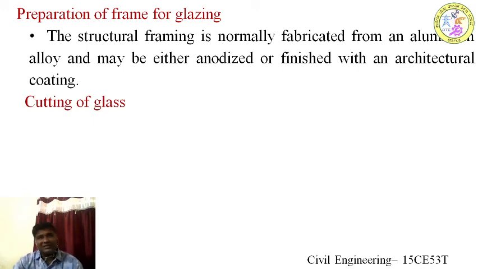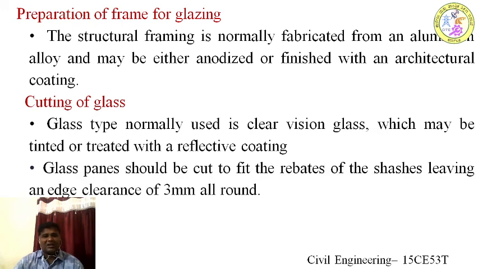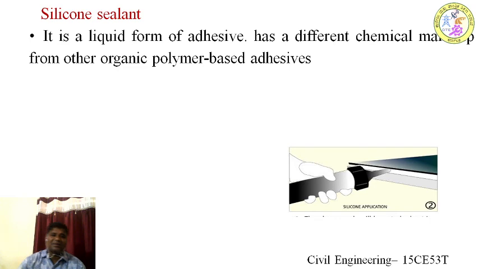Then the glasses will be cut. It will be cut in the factory or on the site, measuring each and every panel, or the standard measurement will be cut, allowing a rebate of edge clearance of 3 mm all around. And then silicon sealant will be applied.